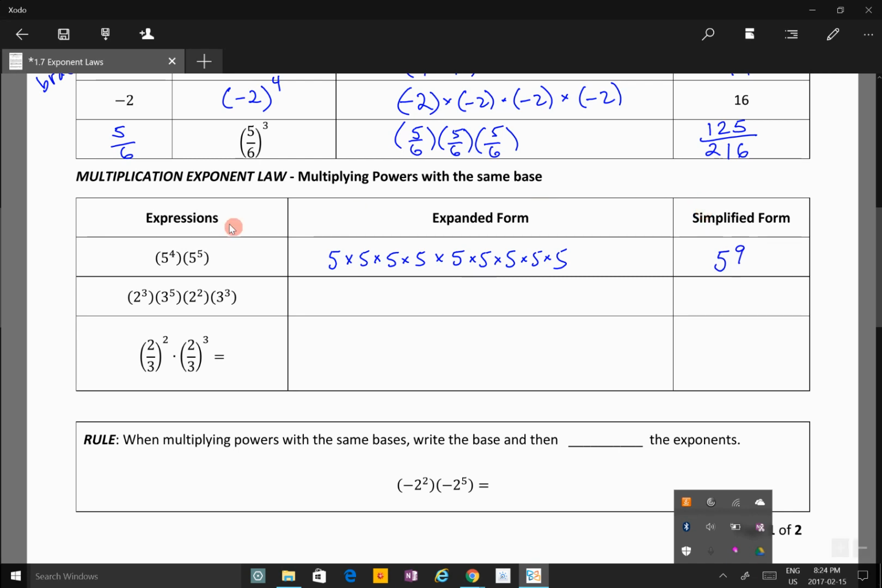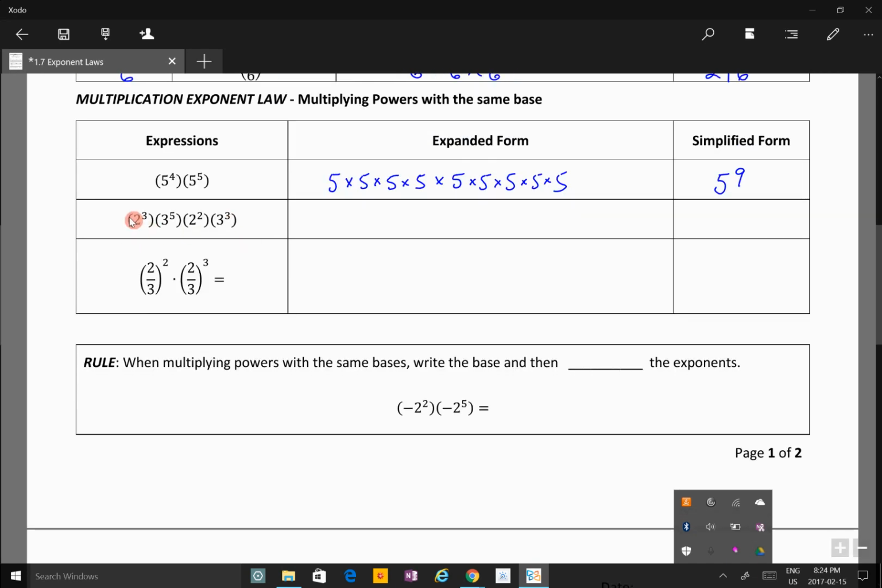Okay. And next one. So if I have 2 to the power of 3, and 3 to the power of 5, and 2 to the power of 2, and 3 to the power of 3, I can expand this by saying, well, let's take care of the first one. So 2 times 2 times 2. So that is the 2 to the power of 3. 3 to the power of 5 would be times 3 times 3 times 3 times 3 times 3. So there's 5 3s here. 2 to the power of 2 again, so times 2 times 2, and 3 threes this time, so times 3 times 3 times 3. Wow, a lot of 2s and 3s.